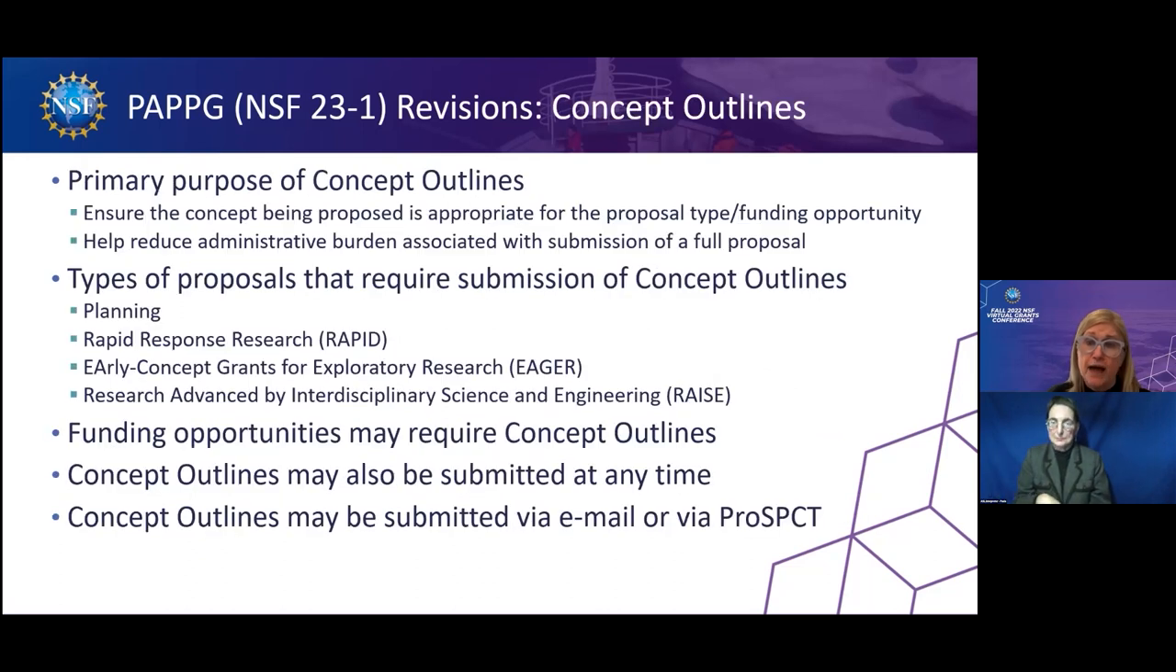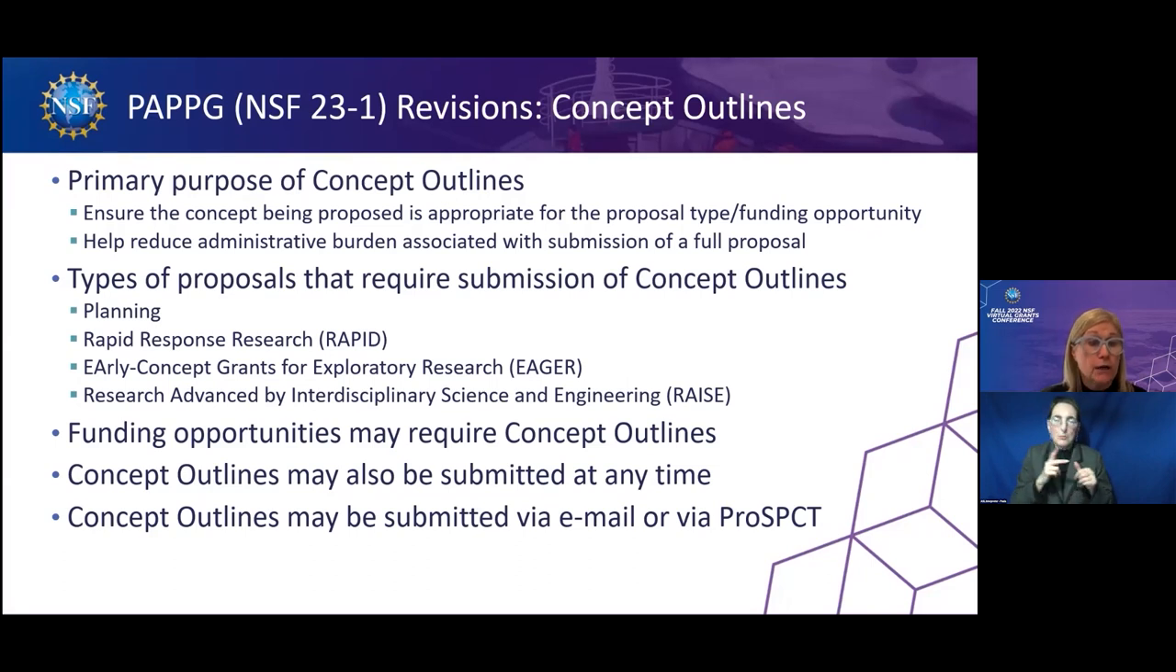Now, some of the other changes that are worth mentioning to you is that we have added a new type of submission to the PAPPG called a concept outline. These have already been used at NSF, and now we are formally including them in the PAPPG. A concept outline is a concise summary of a project idea that contains information about the prospective PIs, potentially germane NSF organizational units, project title, keywords, and brief narrative descriptions of the idea and fit to any specific criteria required for the proposal type or funding opportunity. These are not letters of intent or preliminary proposals.